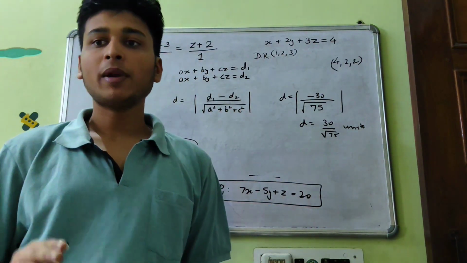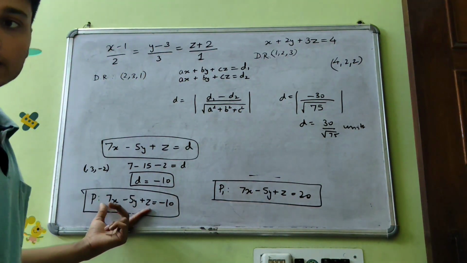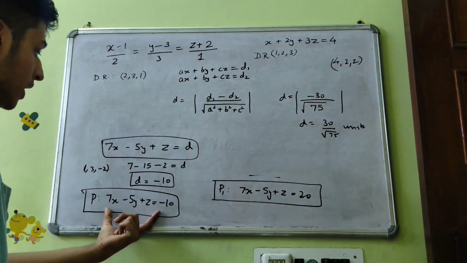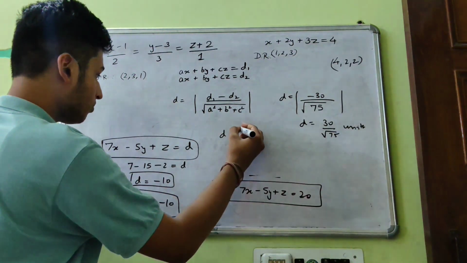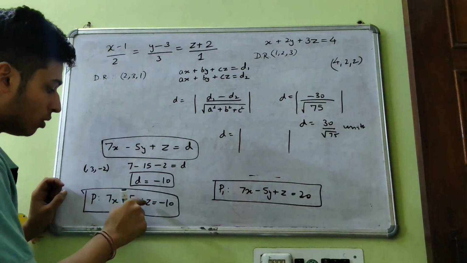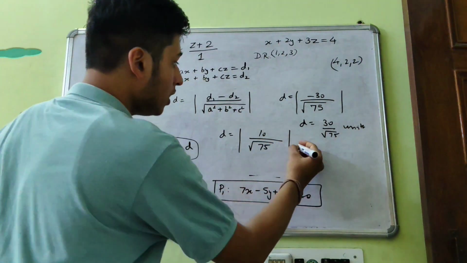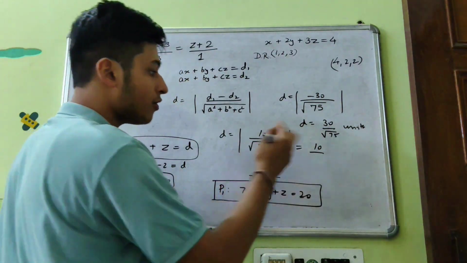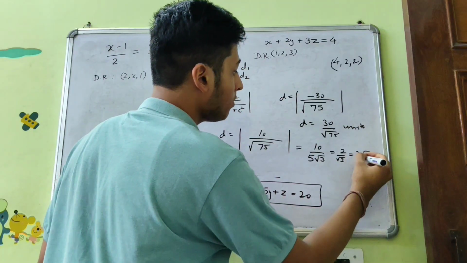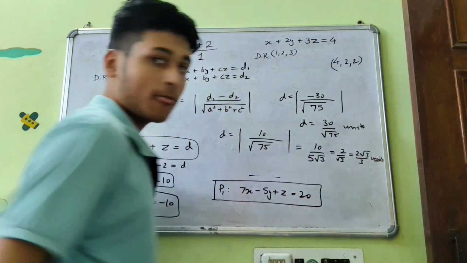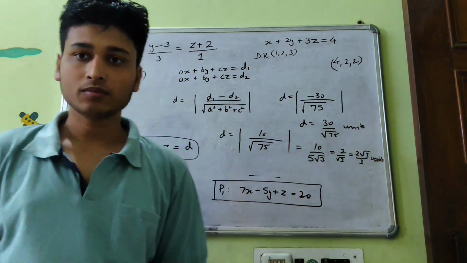Option C is the distance of plane P from the origin is 2 root 3. So to do that, we can satisfy the origin in plane P and then use a similar formula. So this distance would be magnitude of 0 minus 0 plus 0 plus 10 over under root 75. This will be 10 upon 5 root 3. So 2 by root 3 units or 2 root 3 by 3 units. But in option C it is given that the distance is 2 root 3. So this option is also incorrect.